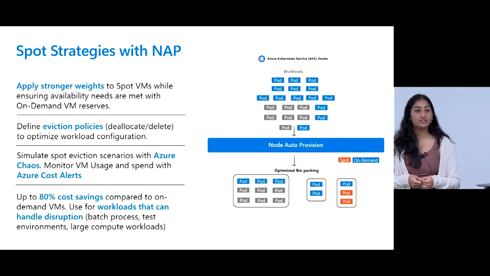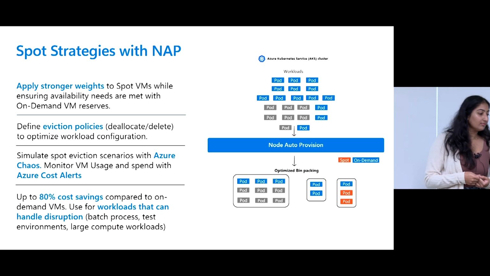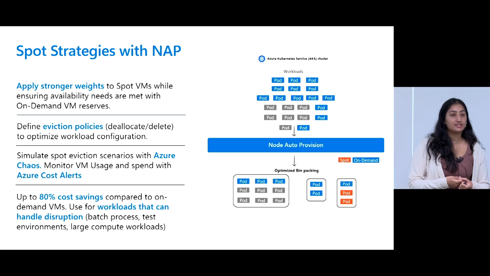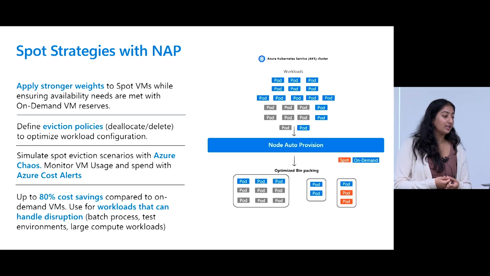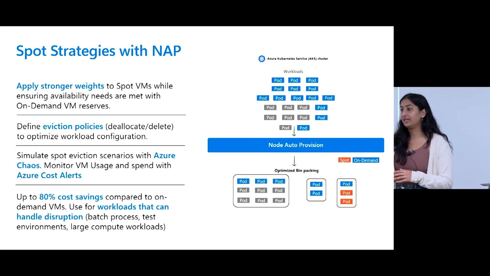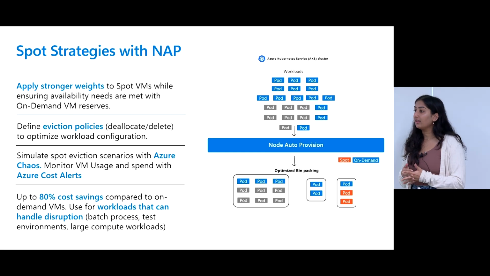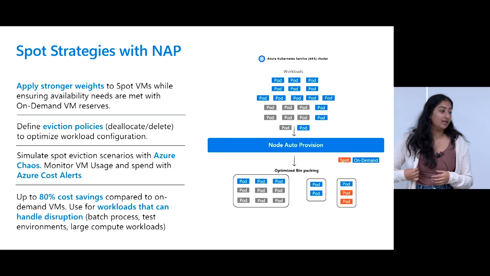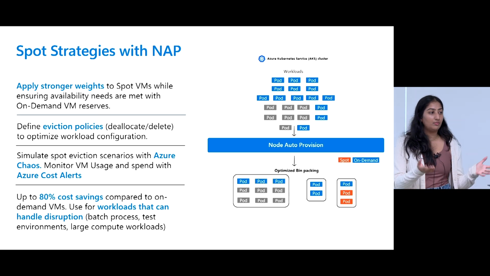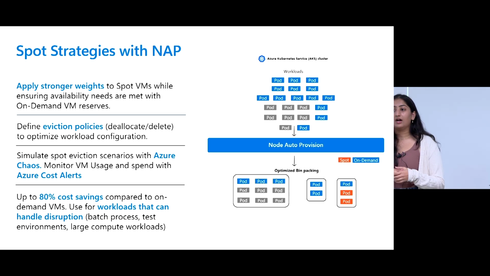So spot strategies with NAP. Spot VMs can offer major cost savings, up to 80% relative to on-demand VMs, when paired with node auto provisioning. And you simply have to take your node auto provisioning profile and specify that you want to be using spot VMs. And NAP will choose from those set of SKUs based on when workloads are submitted.